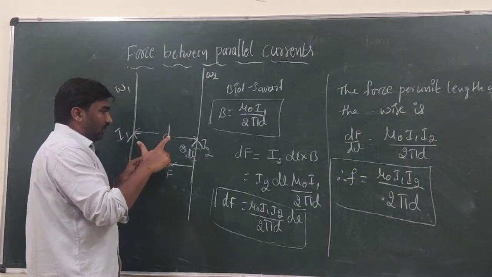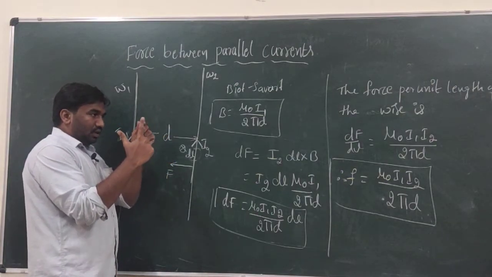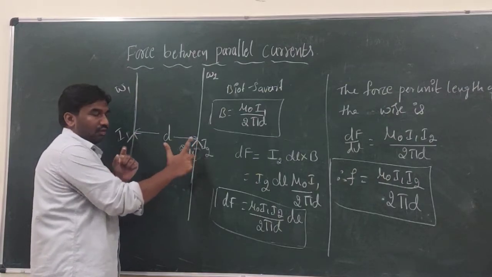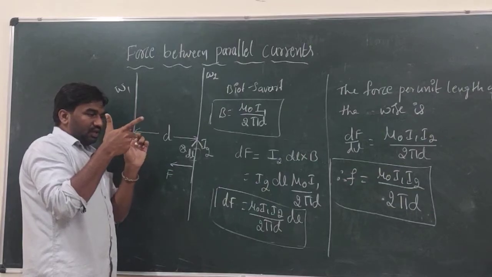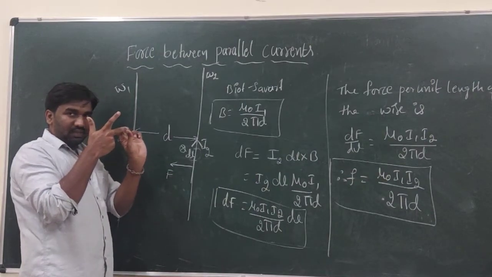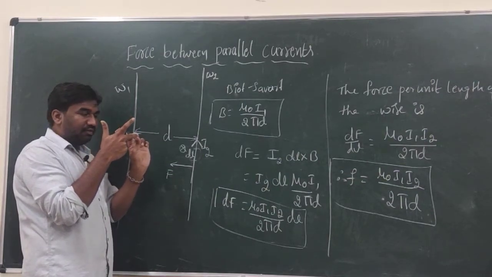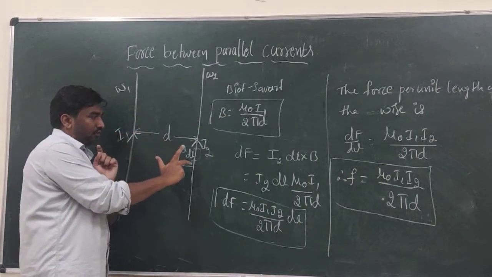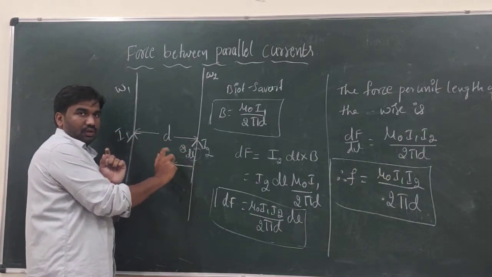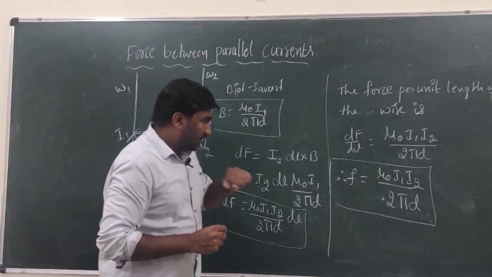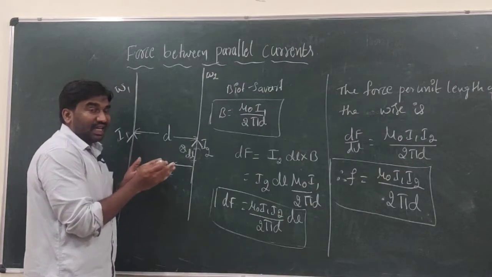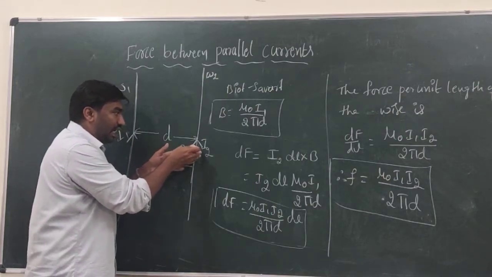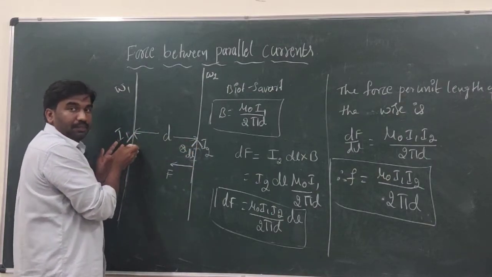If the forefinger represents the direction of the current, the middle finger represents the direction of the magnetic field, then the thumb gives the direction of the magnetic force. This is the force per unit length of a wire, and here we calculated the force on the current I2 due to the current I1.